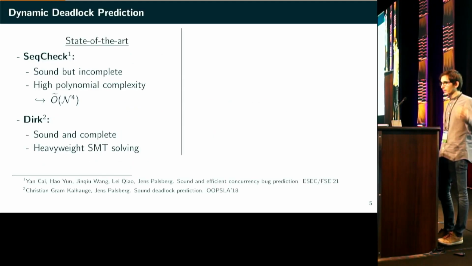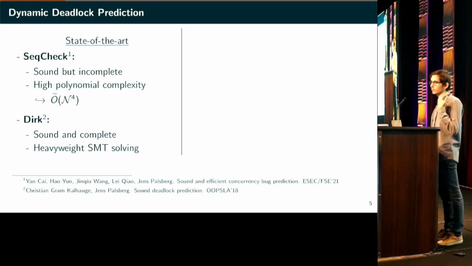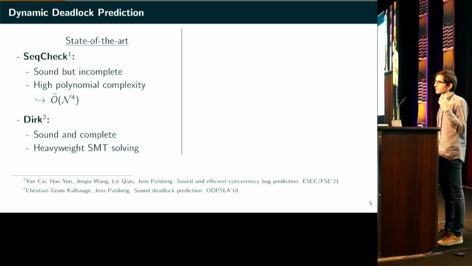The state-of-the-art techniques in this domain are called SeqCheck and DEAR. In the case of SeqCheck, the property of this method is that it does not report any false positives, but the underlying algorithm has a high polynomial complexity of n to the 4, where n is the number of events in the execution. And this number in practice can be very large, reaching the billions.